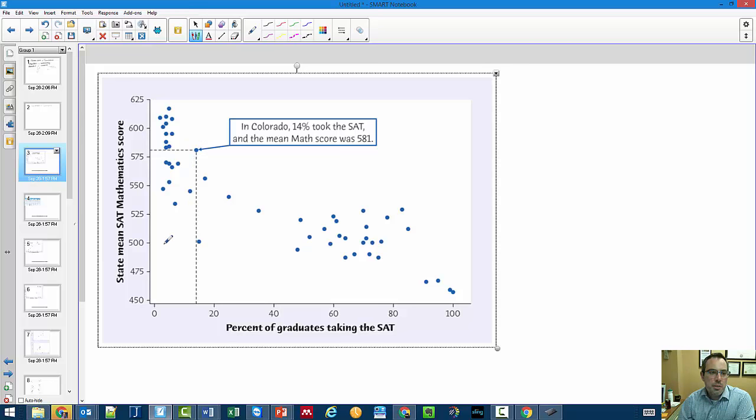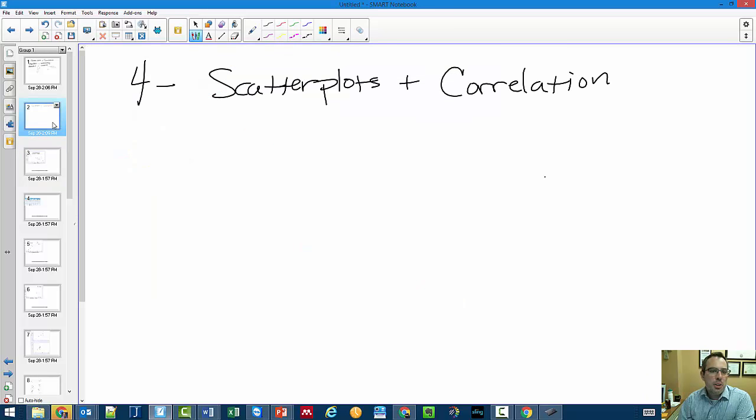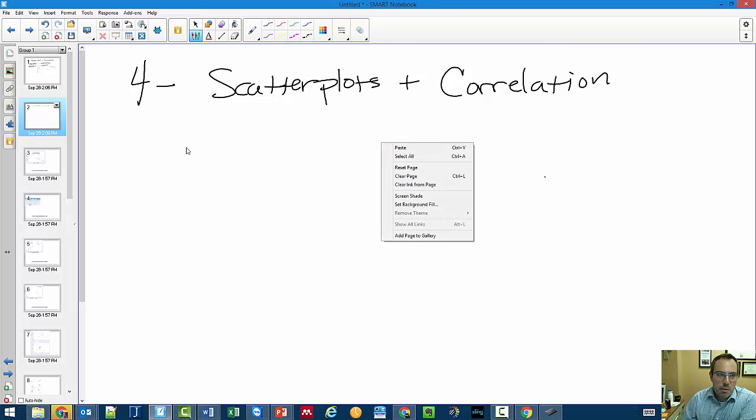You are going to notice a few things that I think are kind of striking over here. Look at the states that had 100% of their graduates take the SAT. They had really low scores. And states where very few people took the SAT, they had higher scores. And we'll talk a little bit about what you think that means. But jumping back over here, we're going to start out by talking about a few different variable types.